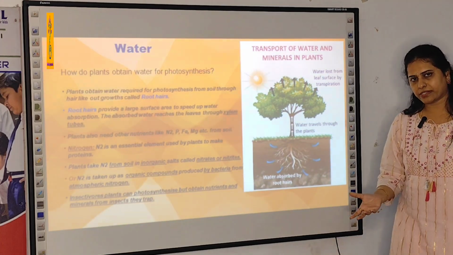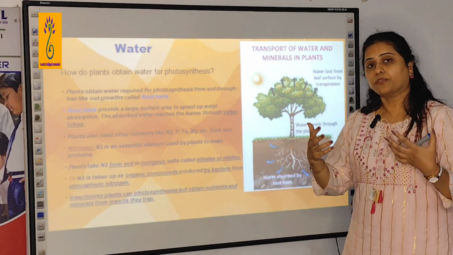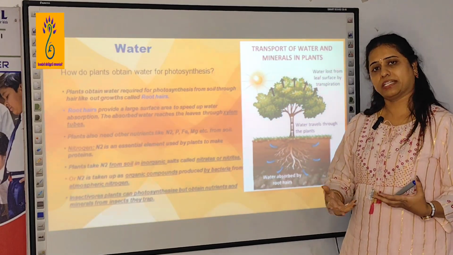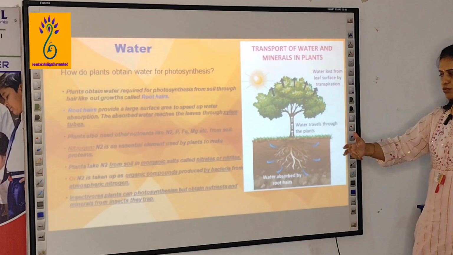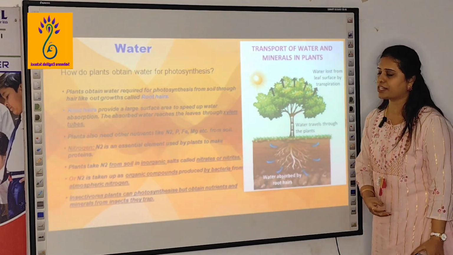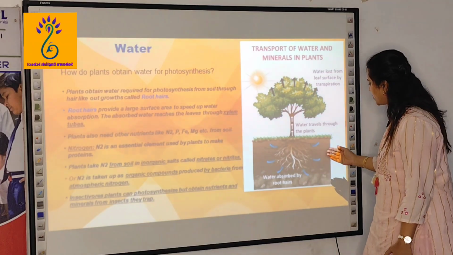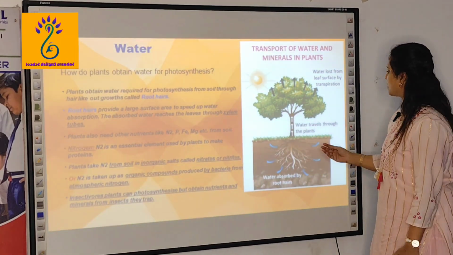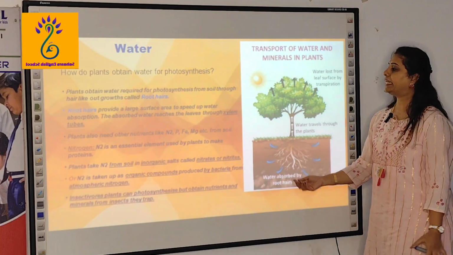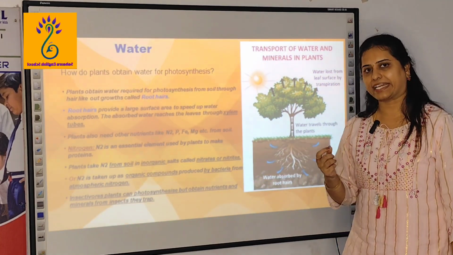What about proteins? Do they require them? As we require proteins to build up and to grow, even plants require proteins. They get them in the form of nitrogen, and they also require other nutrients like phosphorus, iron, magnesium. They get them from the soil. Plants take up nitrogen from the soil in inorganic salts as nitrates or nitrites.